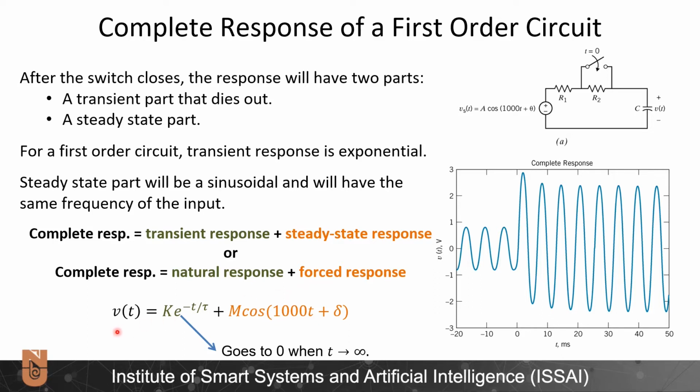We will learn how to derive this mathematical expression, but for the time being, please note that the natural response or the transient response of the system goes to 0 as t goes to infinity, and at steady state we only have the response of the system for the forced response, in other words, due to the input.